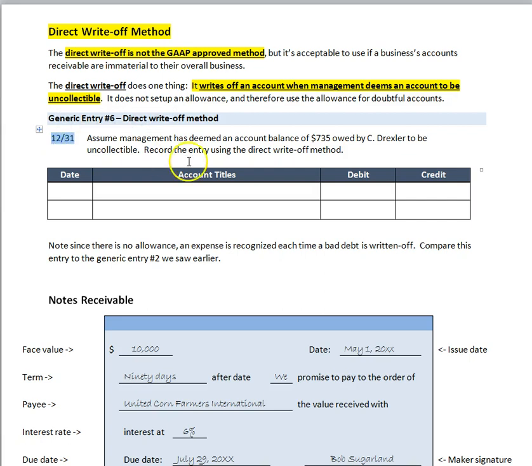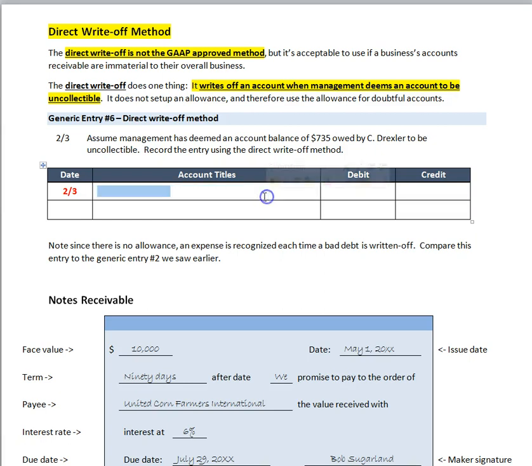Alright, I want to change one of these dates again. This would happen during the period. The other ones typically are going to happen at year end, but we're going to go ahead and change it to February 3rd. We'll refill it, because this happens sometime during the period. It doesn't happen at year end.